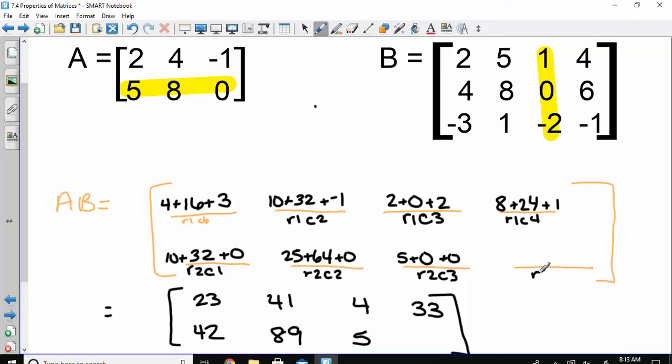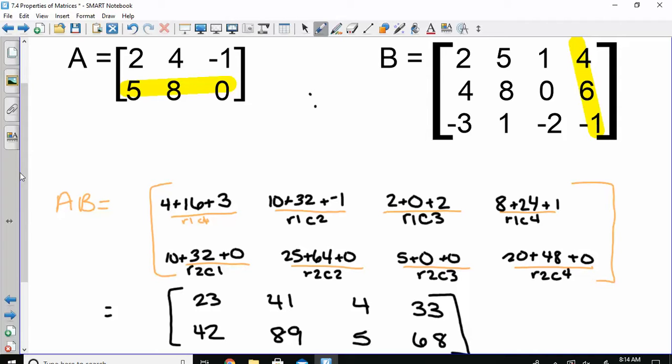And finally, this is row 2, column 4. So, second row in the fourth column. So we get 5 times 4 is 20, 8 times 6 is 48, 0 times negative 1 is 0, and that gives us 68. So that is our final A times B matrix.